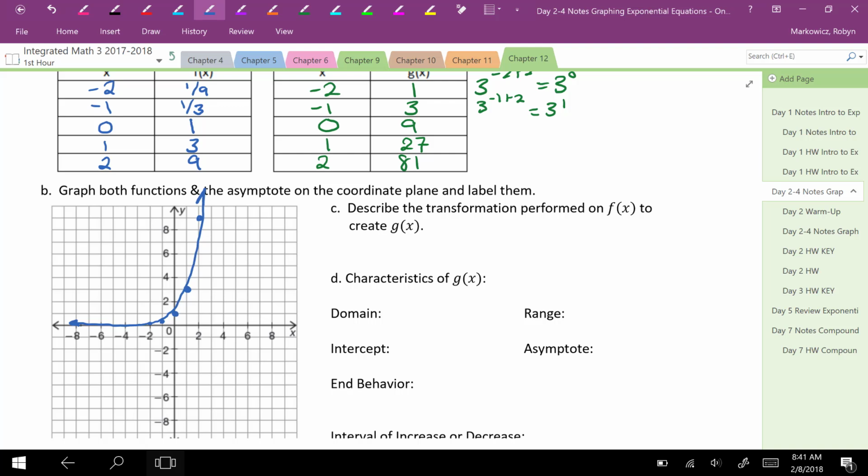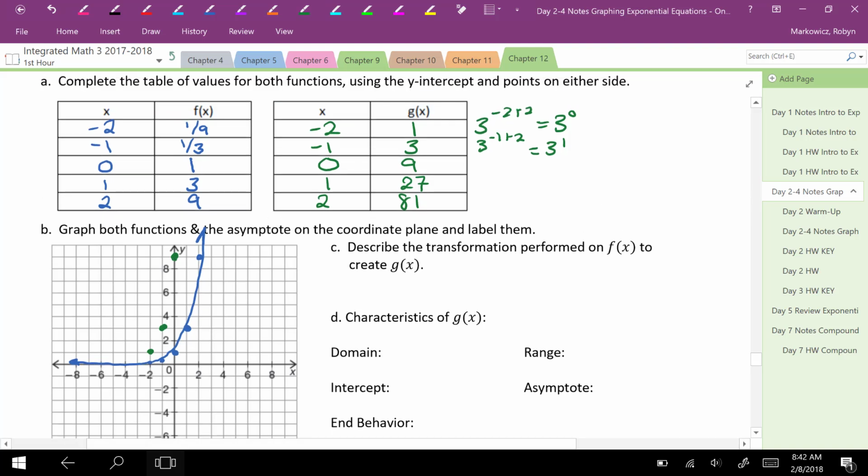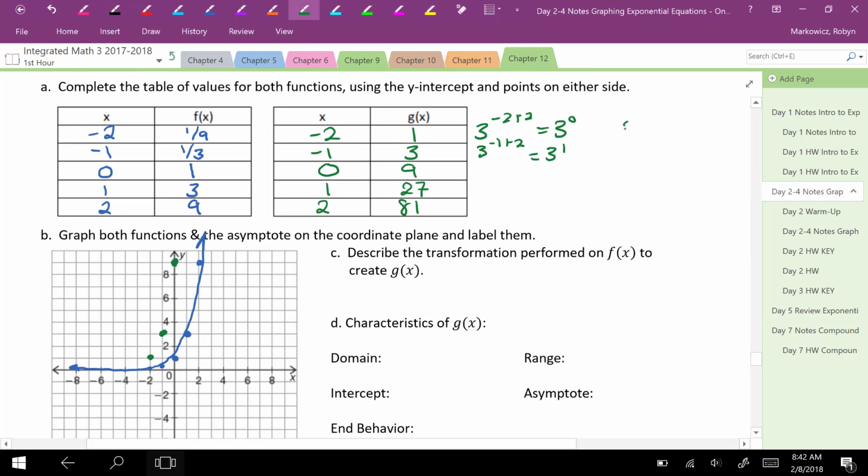When we graph g of x, -2 is at 1, -1 is at 3, 0 is at 9. Can't really graph anymore from the ones I chose, right? So real quick, off to the side, if I had 3 plugged in, -3 would give me 3 to the -1st, which is 1/3, just so I have an idea of where this graph is going. So I just made one more point.